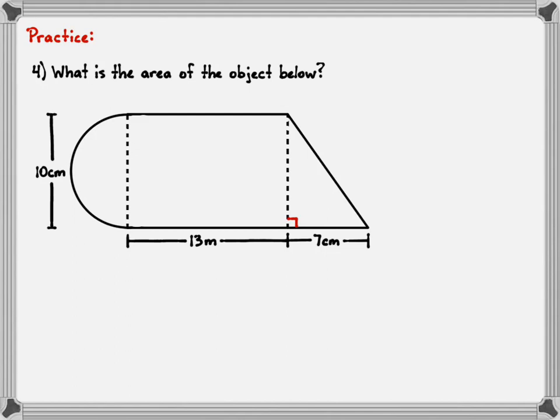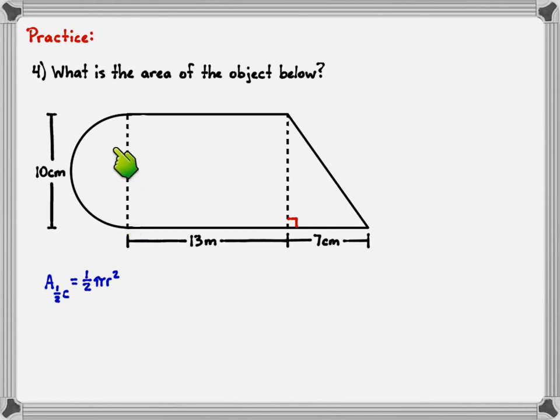So for this, what we call composite figure, we have a semicircle. So we're going to find the area of the semicircle. We're going to find the area of the rectangle. We're going to find the area of the triangle, and then we're going to add all of those areas up. So the first thing I know is that this object here is not a full circle. It's a semicircle. So if the area of a circle is pi r squared, then the area of that half circle or the semicircle would be half of pi r squared. That just makes sense. Now the question is, what is the radius?